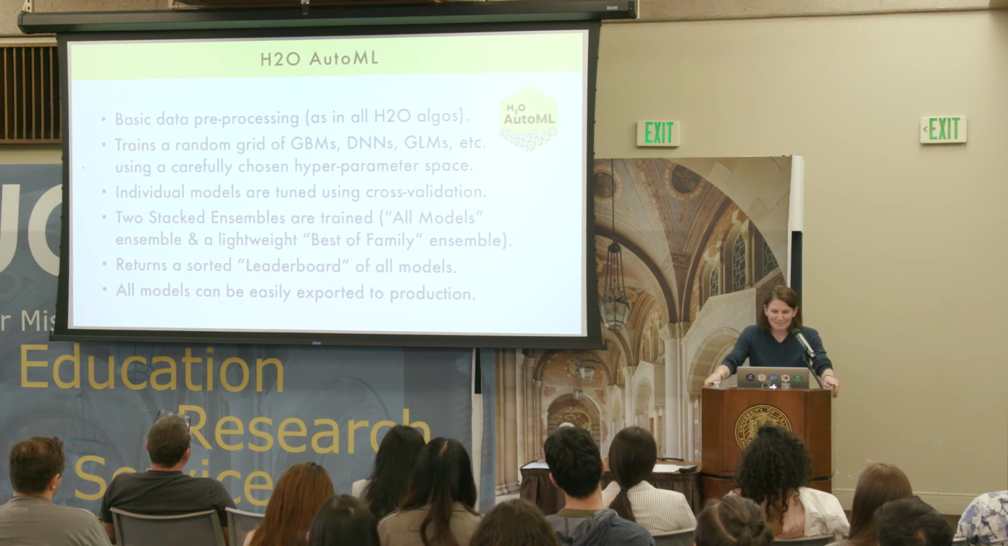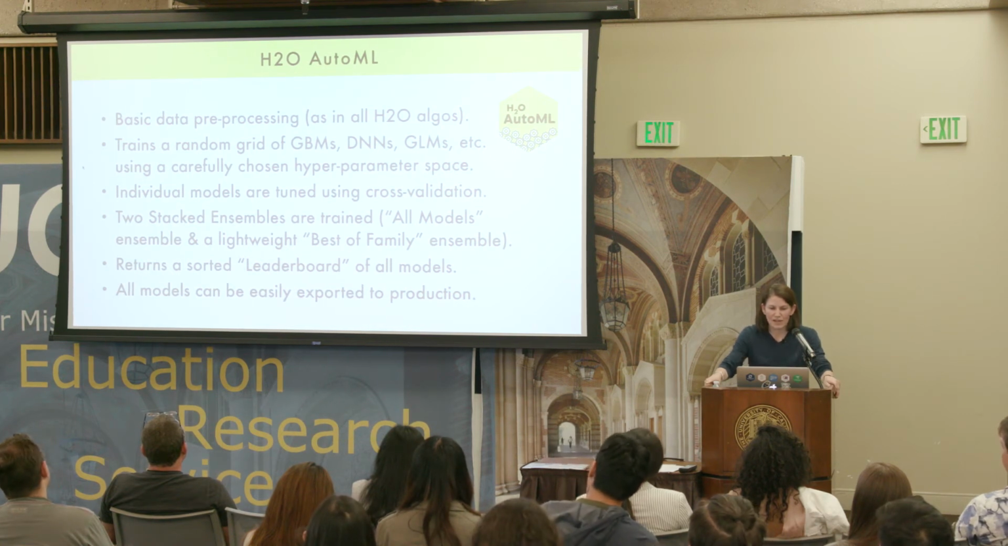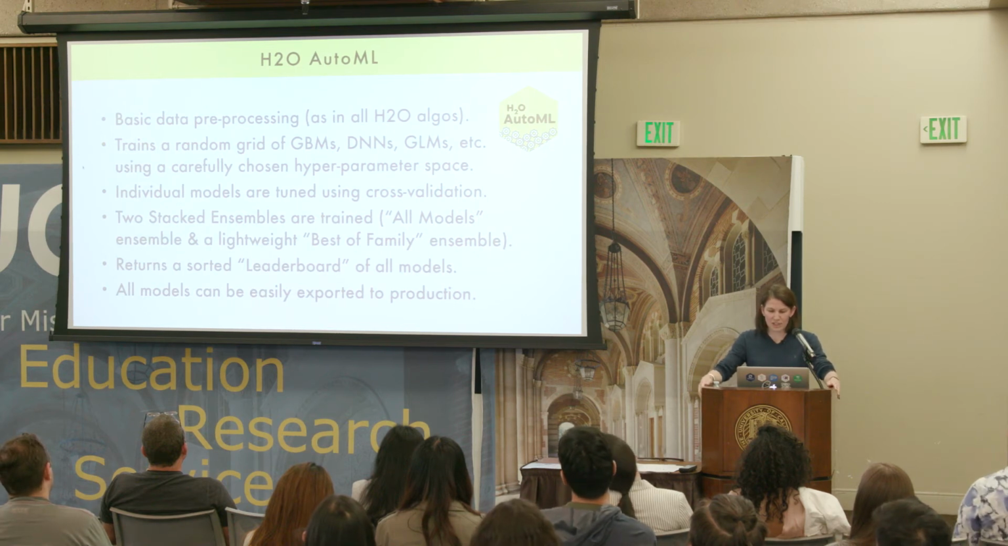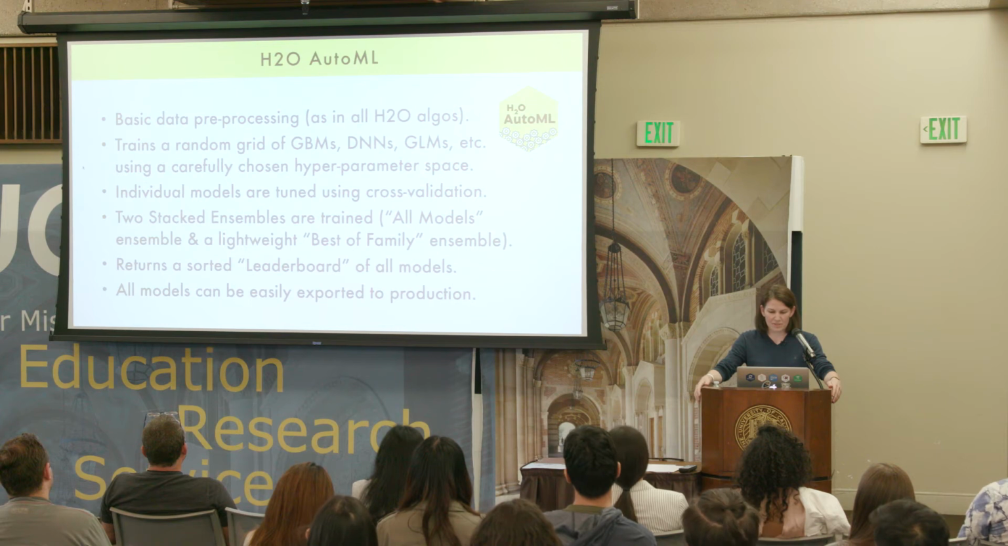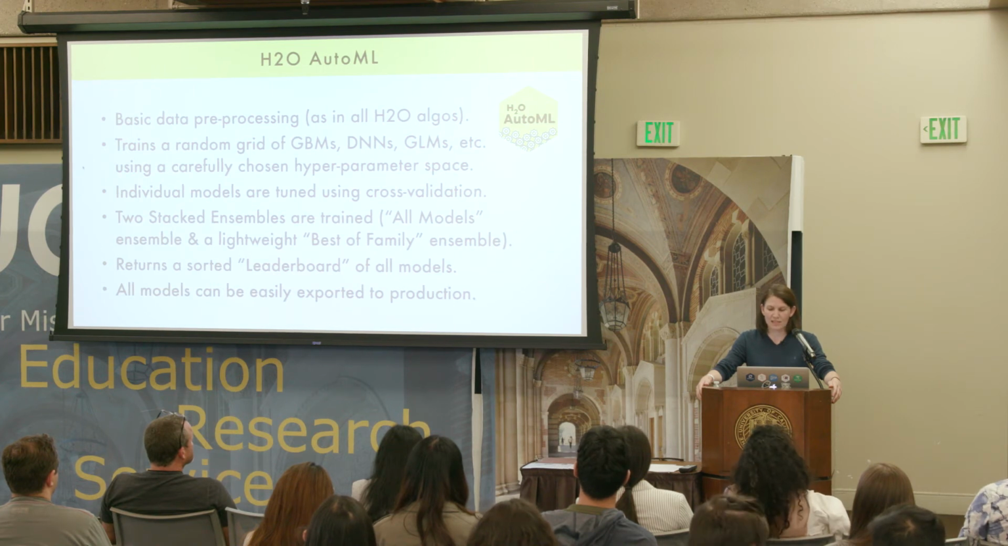Okay, so just a little bit more of an overview. In H2O AutoML, we do the basic preprocessing. We train, I should speak into the microphone, a random grid of GBMs, deep neural networks, GLMs, etc. This part is actually the hard part. And by hard, I mean, when you're a data scientist, one of the most difficult decisions that you have to make is how to spend your time training models.